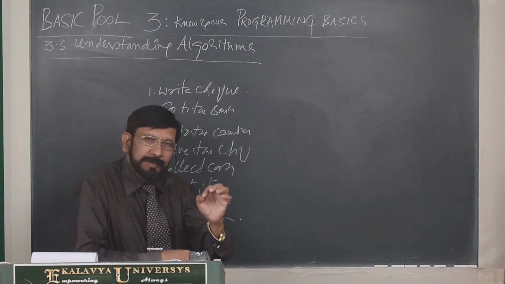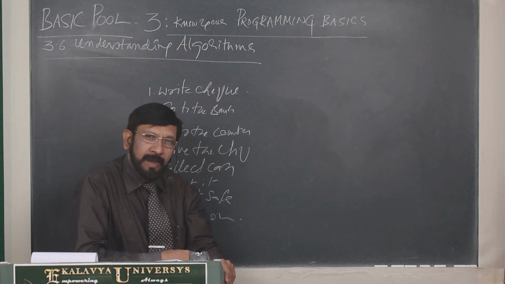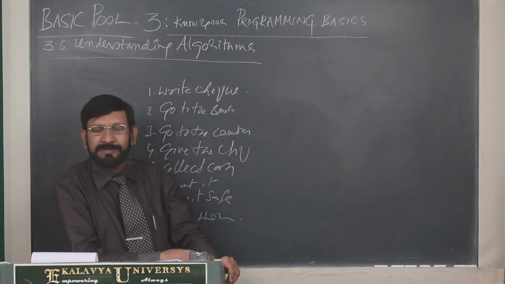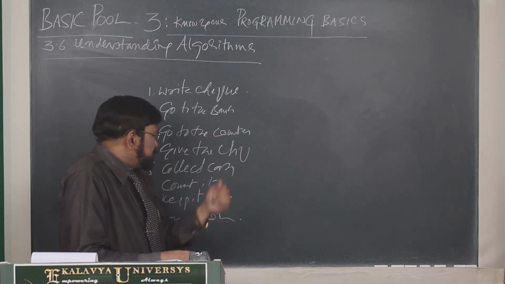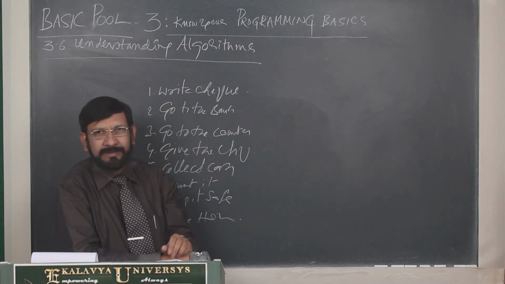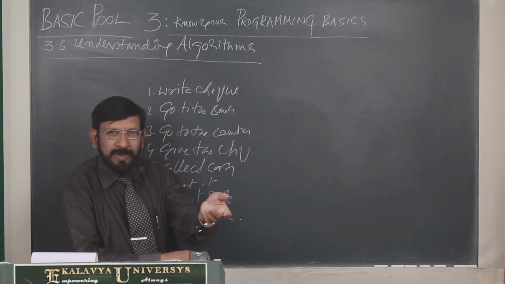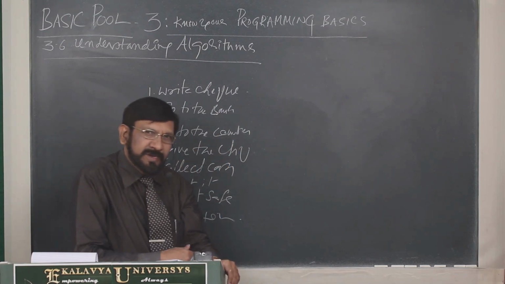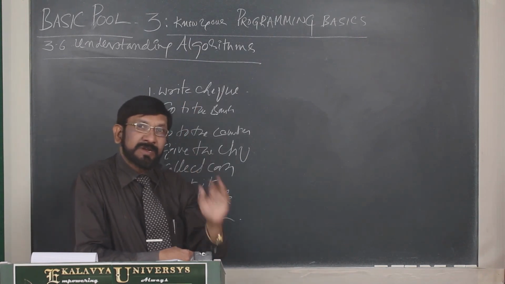Even if a simple step is missing, it cannot be implemented properly. And all the steps should be in a logical order. That is an essential feature. Why should it be in a logical order? Suppose, with reference to this example I am taking, go to the bank and go to the counter, that is the logical order, and give the check. Give the check, go to the bank, go to the counter is not an order. Or go to the counter, go to the bank and give the check is not an order. So all the steps should be in a sequential order.